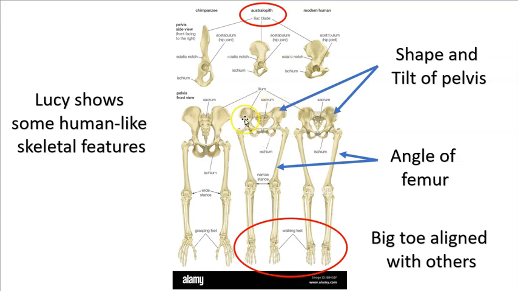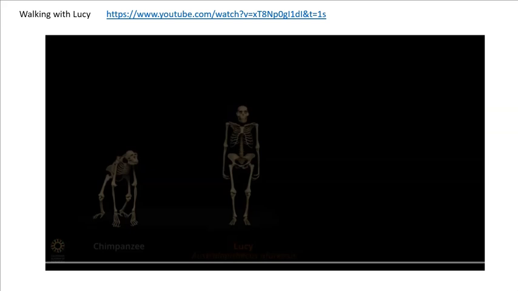The pelvis is tilted just like a modern human, and that would be an adaptation to support the weight of the upper body. Notice the thigh bones are angled inward like a modern human. Again, an adaptation for balance when putting one foot in front of the other. And look at the feet. The big toes are aligned with the other toes, just like in modern humans. And this is a foot that has been selected for walking, not grasping. Let's take a look at chimps and Lucy and humans walking around a little bit.